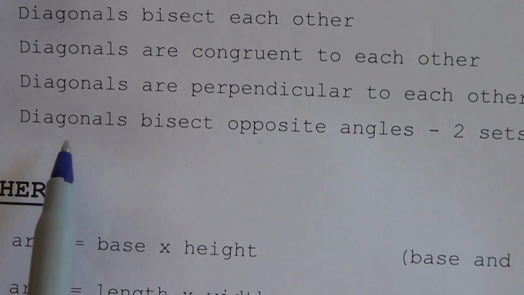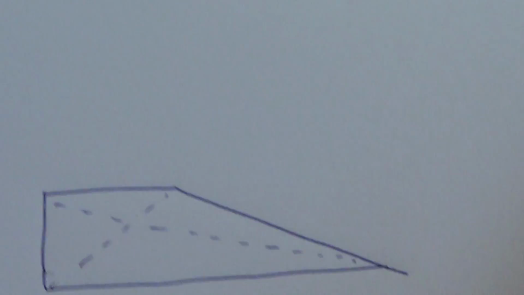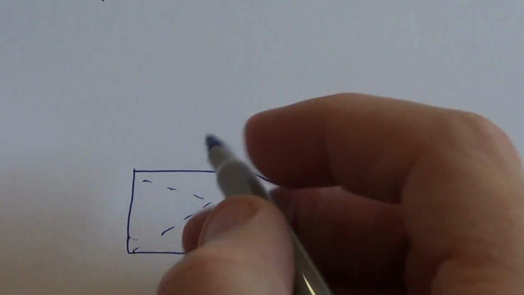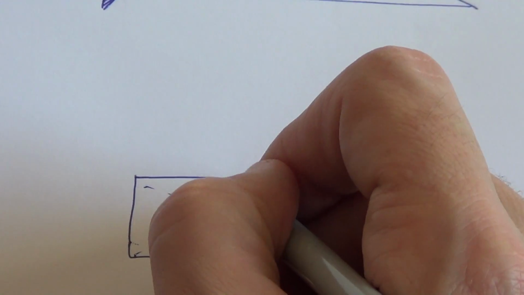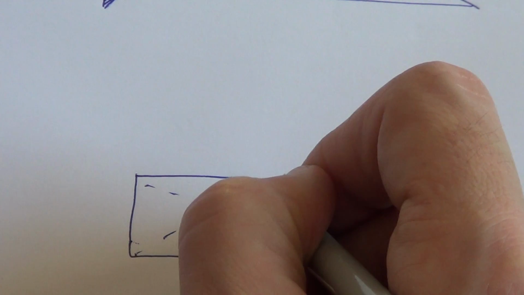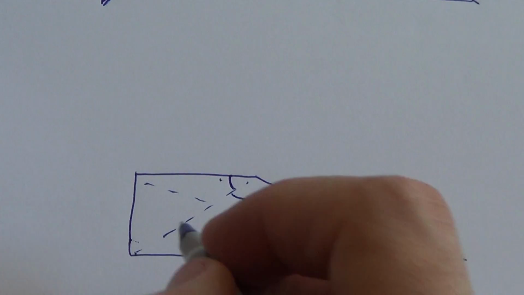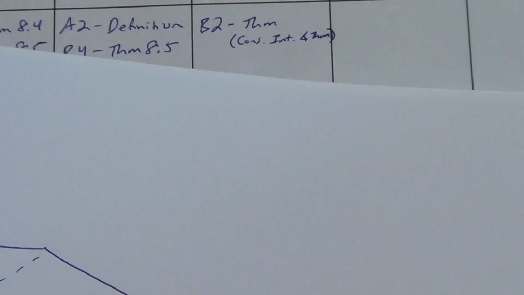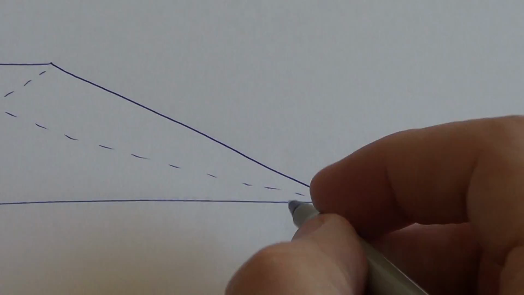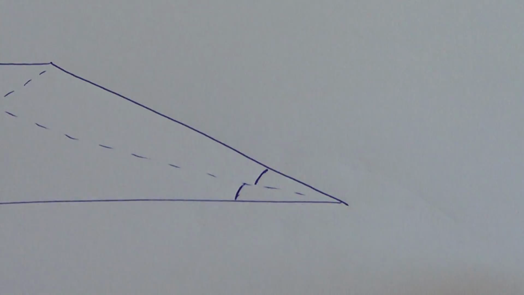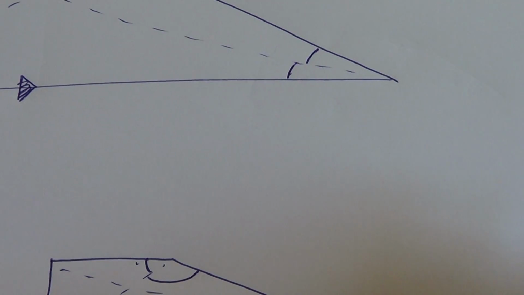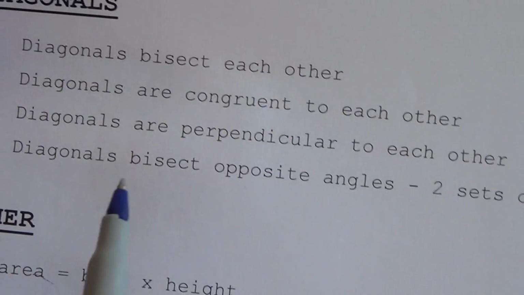Okay, diagonals bisect opposite angles, 2 sets or 1 set. That means that as this diagonal runs up into the corner, this angle right here would have to be congruent to this angle right here. Well, it's pretty obvious that's not even close. Let's look at another one. What about here? This congruent to this? Yeah, that might be true. I don't know. It's possible. But if it's possible but not required, we're not going to put it down. That's it for diagonals.